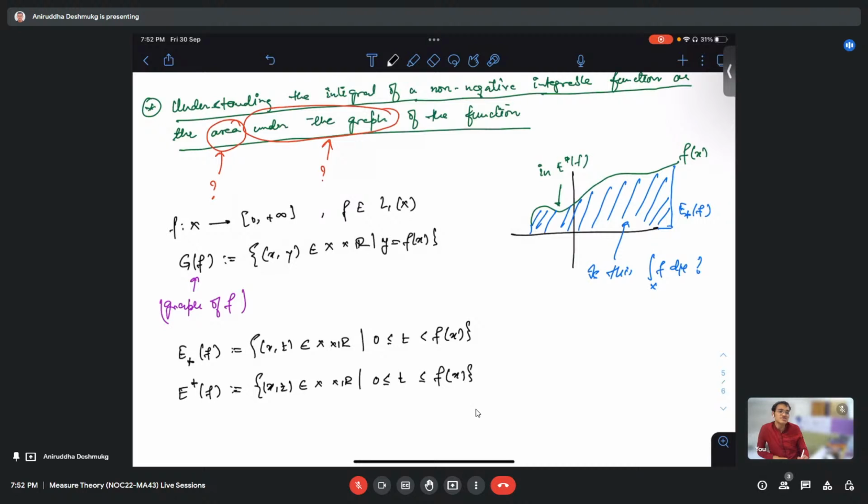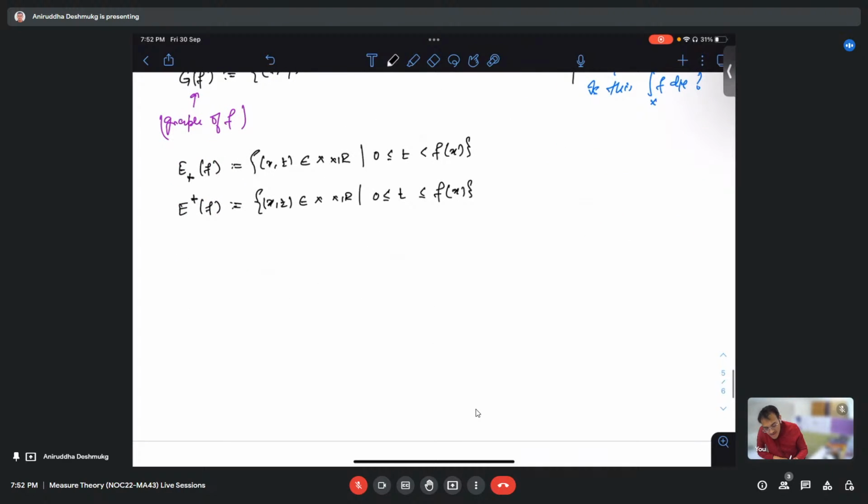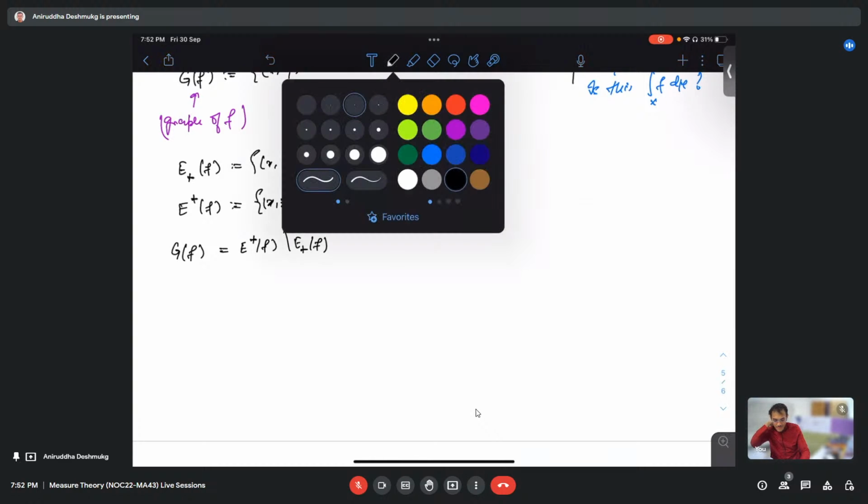So why have I done this? Because now I can write the graph of f in terms of E lower star f and E upper star f, and I expect that both these areas are going to be the same because the graph is really one dimensional. It does not take any area. It has length, but it does not take any area. That is what we expect. We don't know whether it is true or not, but it is easy to see that the graph of f is equal to E upper star f minus E lower star f. That means look at all those (x, t) such that 0 is less than t less than or equal to f(x), and t is not strictly less than f(x). It means it has to be equal. So this is one major observation.